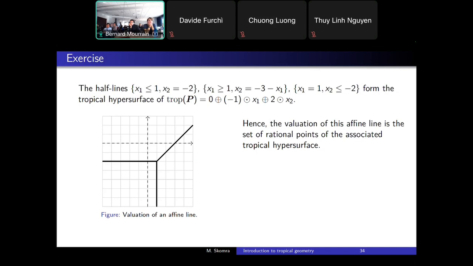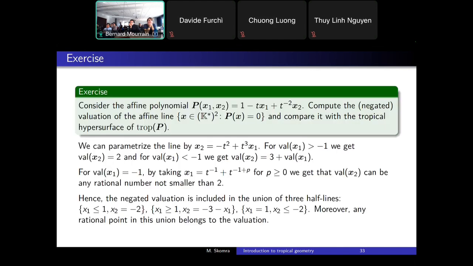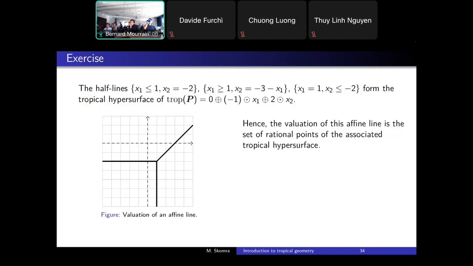the formal tropicalization of this polynomial, let me just recall the polynomial. So this is t^1 minus t plus t^-2. So when I take the negated valuations, I get 0, -1, and 2 as my valuations. So these are the negative valuations, 0, -1, and 2. And if you look at the tropical hypersurface of this tropical polynomial, you get exactly the same picture.